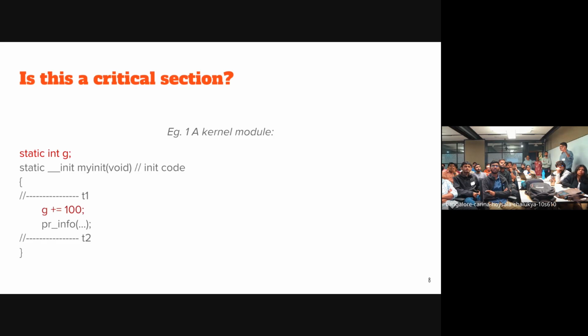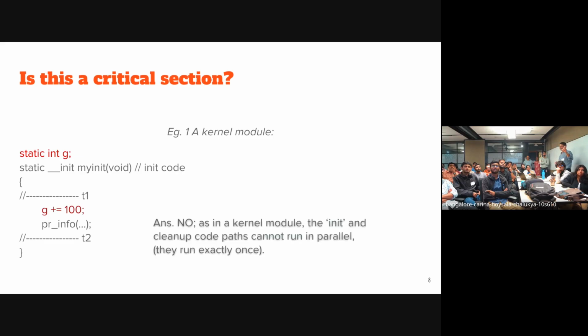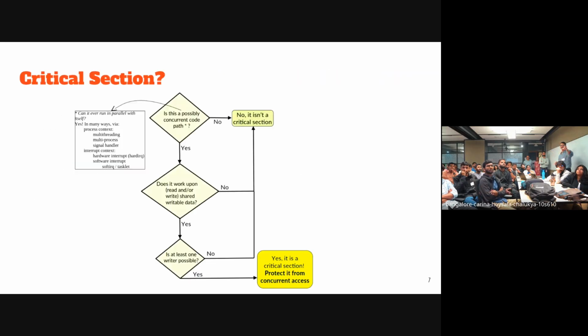Yes. No, it's not. You know why? You see that double underscore in it? It's a kernel module's init code path. It runs singly. It will never run in parallel. So see, the first of the questions is no. So forget it. You don't have to worry.